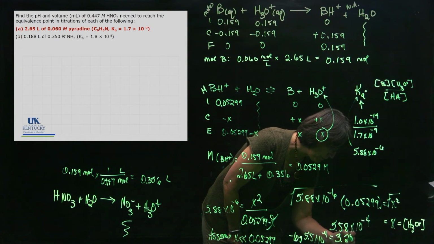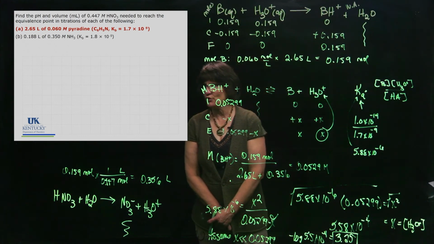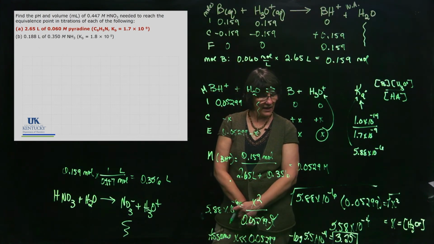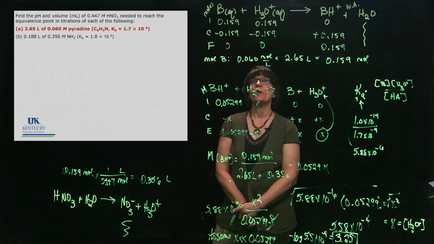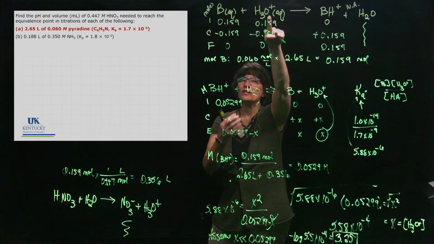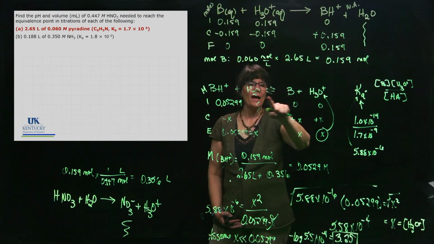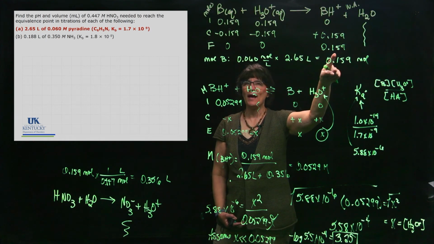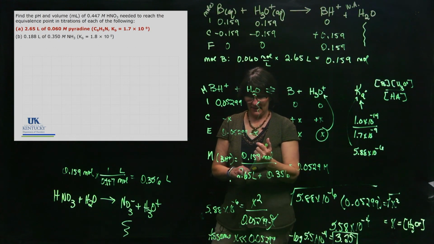Now before we leave the problem, we ask ourselves, does that make sense? When you do a titration where the base is weak and the acid is strong, you expect the pH to be less than 7. Okay? Why? Because at the equivalence point, all you have left is an acid. And so it should have a pH less than 7.